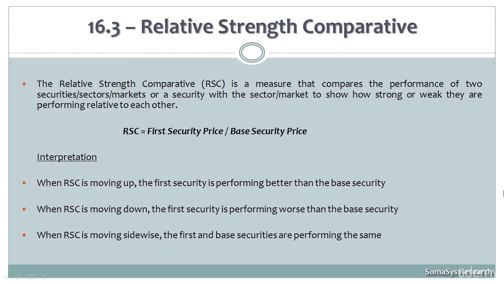Now, how do we interpret this indicator? When RSC is moving up, the first security is performing better than the base security. And when RSC is moving down, the first security is performing worse than the base security, which would mean it is either not rising as fast or perhaps falling faster. And when RSC is moving sideways, then the first and base securities are performing the same, that is, rising and falling by the same percentages. Not exactly the same percentages obviously, but more or less.